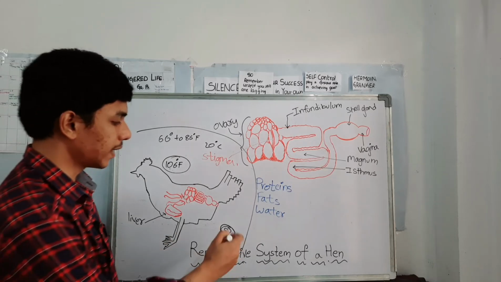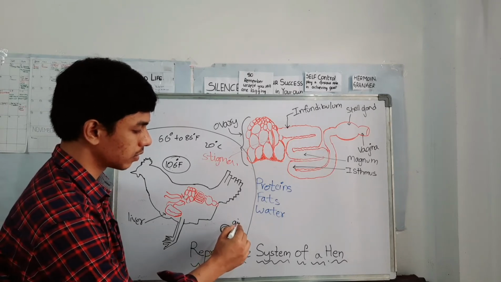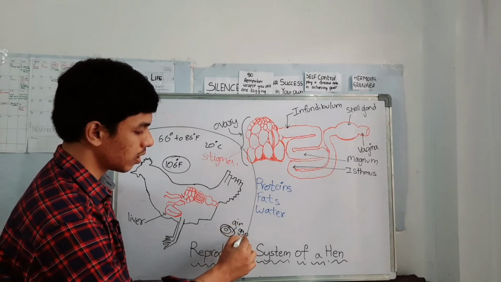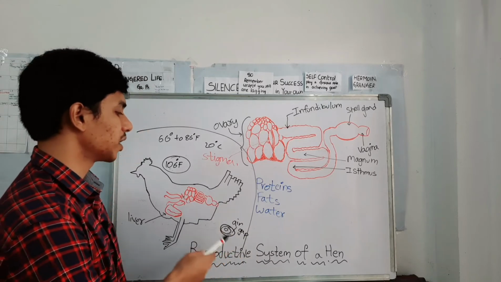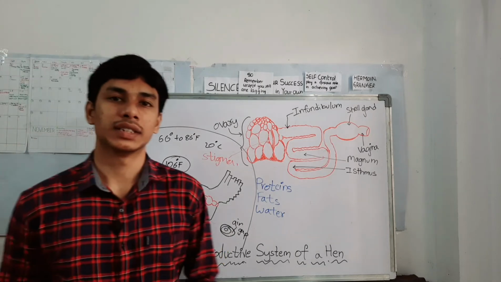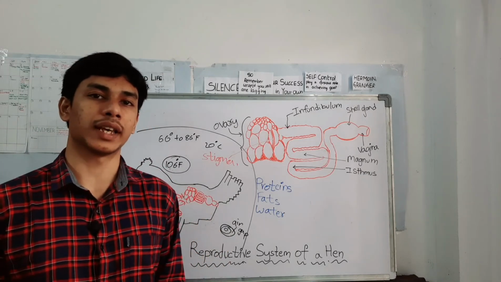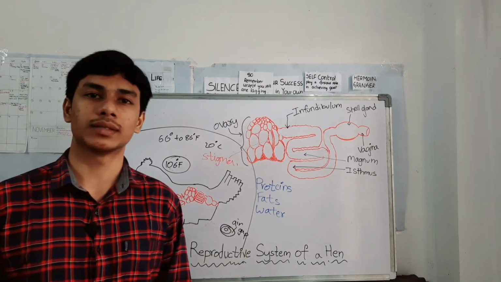And the air gap is formed between the shell membranes and the shell. The chick breathes through this air gap. As the chick hatches from the egg, the air gap increases and the chick breathes air through this air gap between the shell membrane and shell.